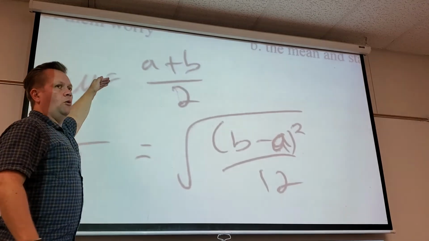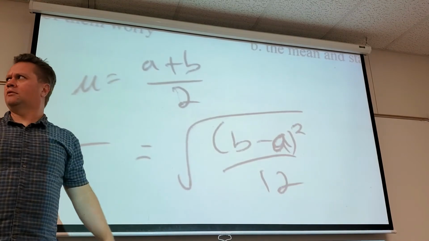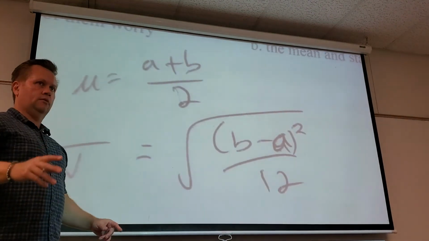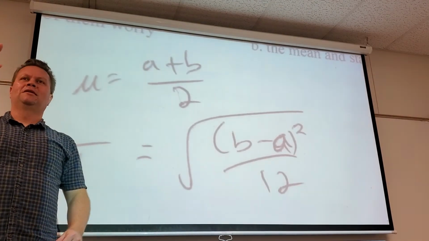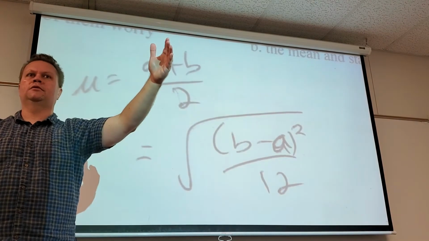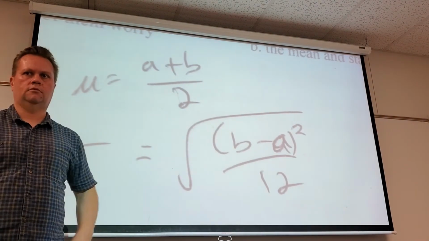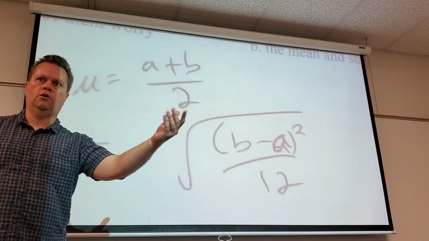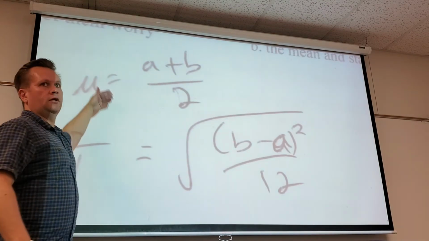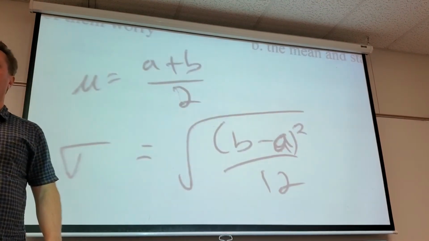So there are some homework problems that ask you these. If I had a distribution that went from 3 to 7, what's A, what's B? Yeah, A is 3, B is 7. Could you figure out these two things? Yeah, you just throw in 7 for B and 3 for A, right?